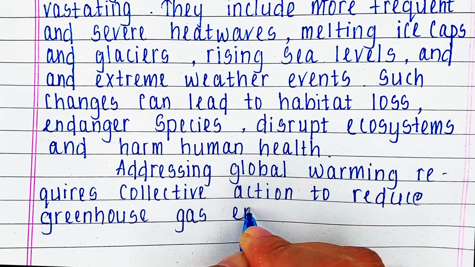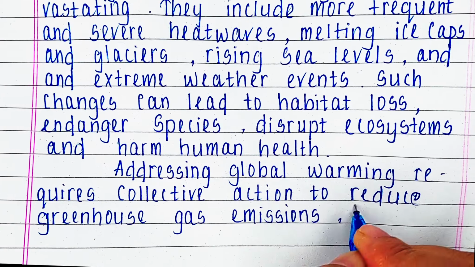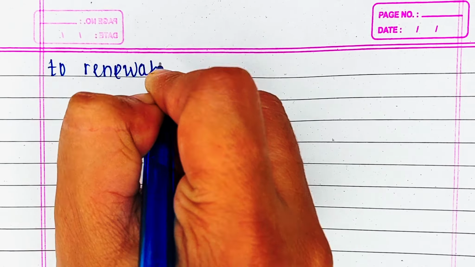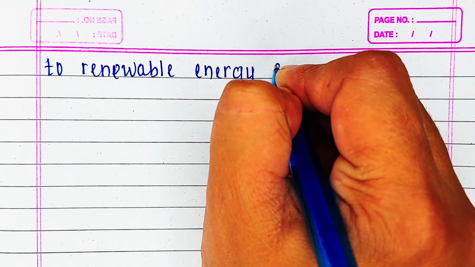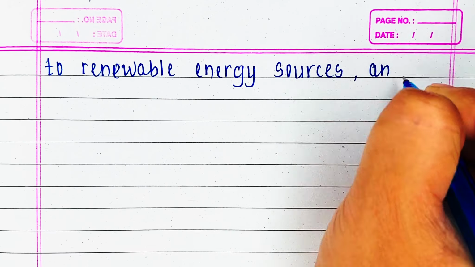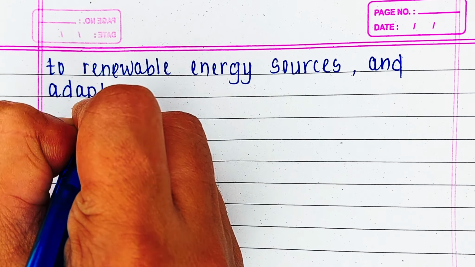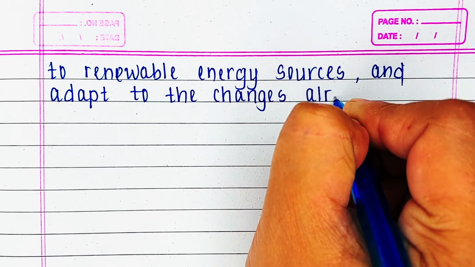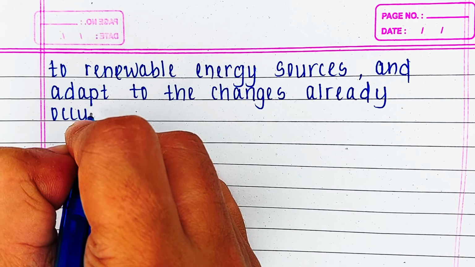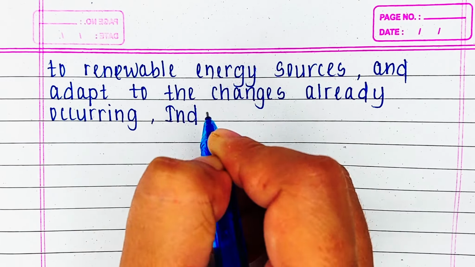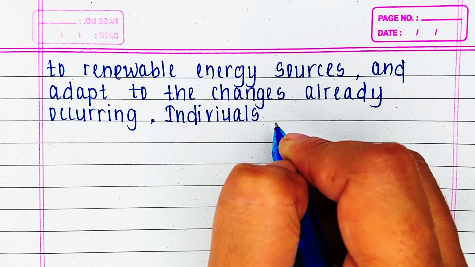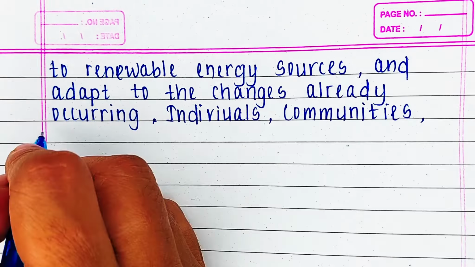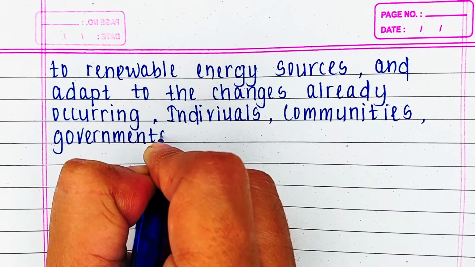Addressing global warming requires collective action to reduce greenhouse gas emissions, transition to renewable energy sources, and adapt to the changes already occurring.